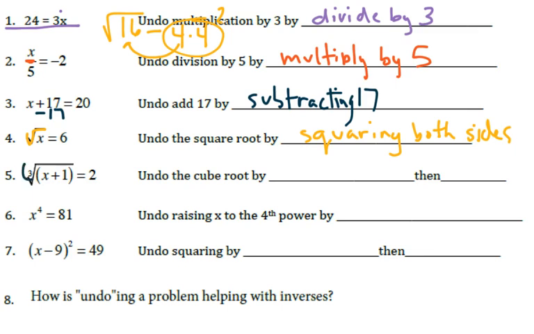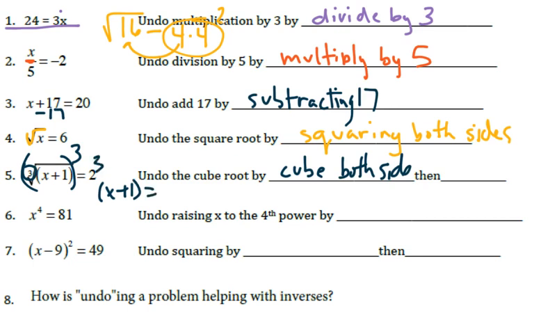So 5, a cube root, we undo that by doing a cube. So first we would cube both sides, which if we did that would give us x plus 1 equals, and 2 cubed would be 8. So then we'd have that plus 1, so then we would have to subtract 1. So they kind of made us do two things on that one.